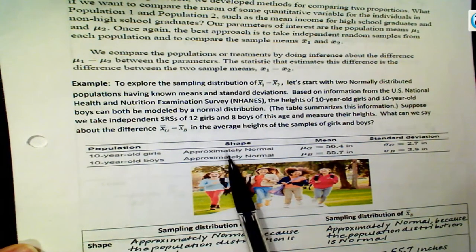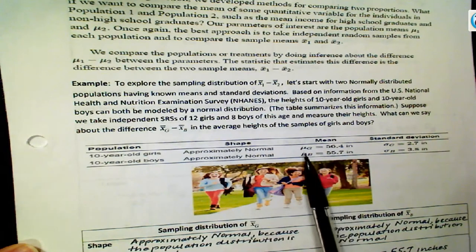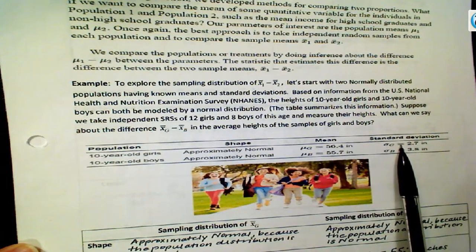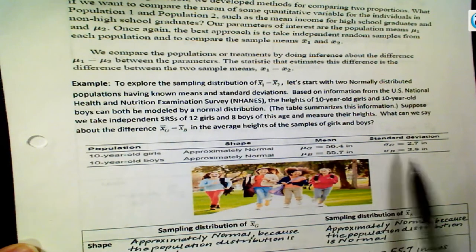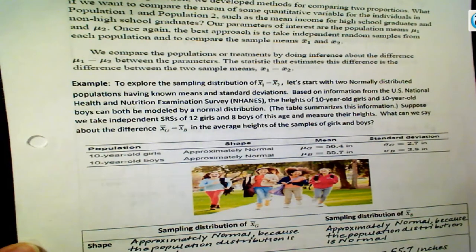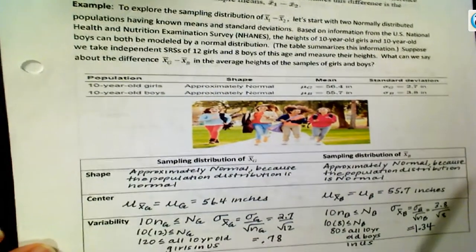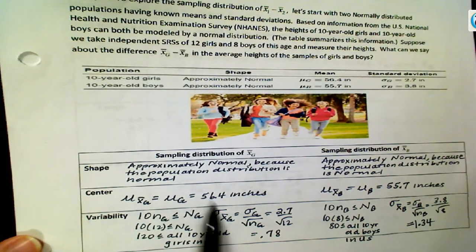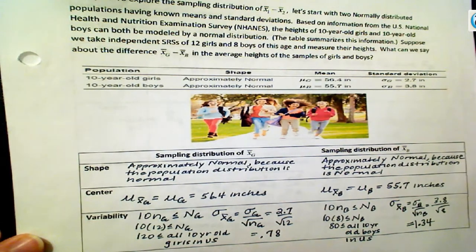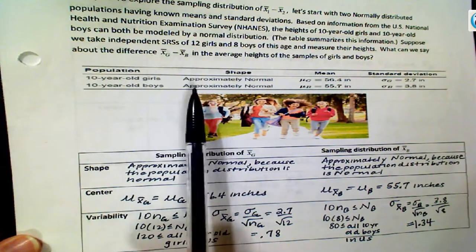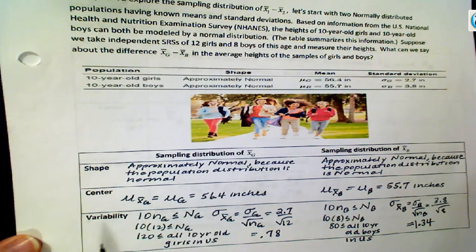Okay, so this is the information that we know. For 10-year-old girls, we have an approximately normal shape. Here's the mean height. Here's the standard deviation. For 10-year-old boys, approximately normal. Here's their mean height. Here's their standard deviation. All right, so let's talk about the girls first. So shape: approximately normal because the population is normal. This is the sampling distribution. We're coming up with the information for the sampling distribution of girls and then for boys. And don't forget, if the population is normal, then the sampling distribution is also normal.